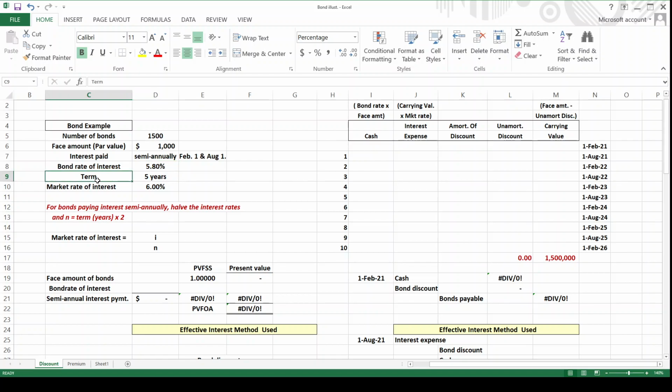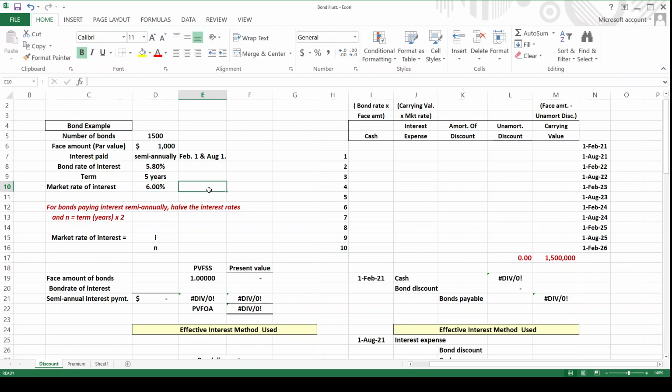We're going to say the term of these bonds is 5 years, which means there's going to be 10 interest payments. Yeah? Okay. And then the market rate of interest, which I referred to in the bond valuation video, that's where Charlton Heston comes down from the mountains with the 11 commandments. And he tells you, well, the market rate is 6%. Well, it doesn't work like that. But that's how we're going to do it in this textbook version.